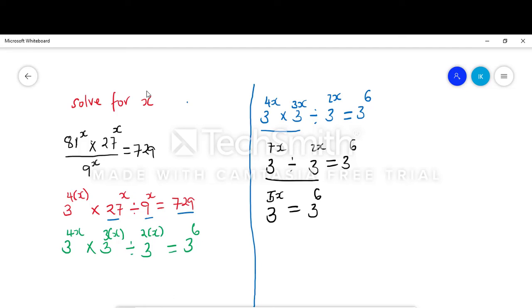Okay, so when we are dealing with indices of the same base, and it is in this format, we shall equate the powers, which is 5x is equal to 6. Dividing by 5 on both sides, we shall get x as 6 over 5.